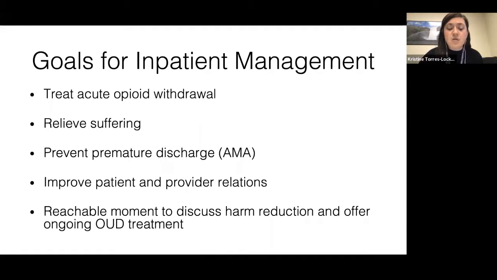So by treating their withdrawal appropriately, we can prevent any premature discharges, also known as AMAs, against medical advice. And then, to help improve patient-provider relations, if we're appropriately managing withdrawal, it can relieve some of the tension of some of these, quote unquote, difficult cases. And lastly, this is a really reachable moment to meet someone where they are in terms of their drug use and talk about harm reduction, for if they're going to continue to use substances, how to use them more safely, and if they're interested in treatment, how to capture them there and refer them to appropriate treatment.